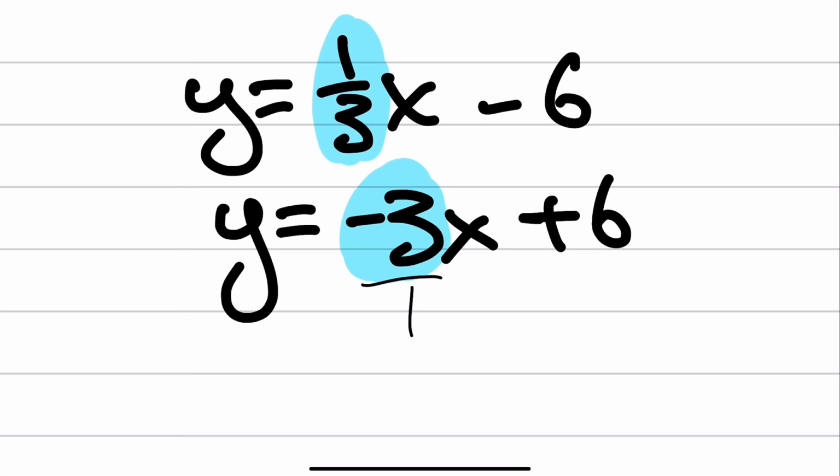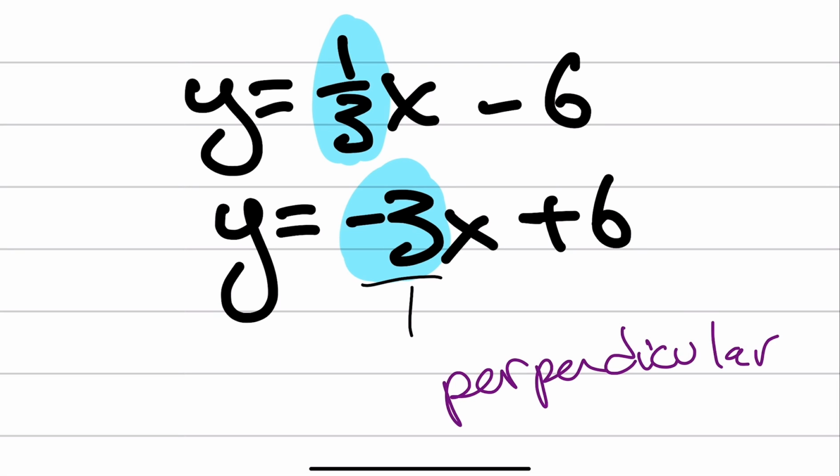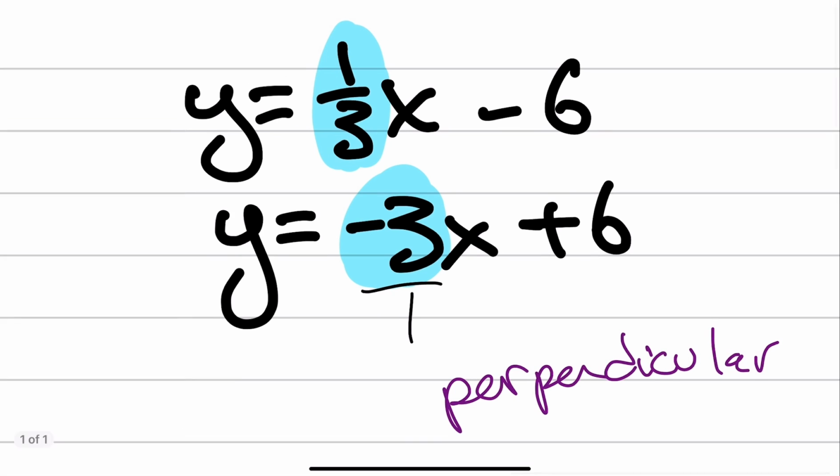Okay, so I'm seeing that these have the same numbers. We got 3 and 1 and 3 and 1. And one has the opposite sign, and these are just flipped. We have 1 over 3, and we have 3 over 1. So that is telling me that these are opposite reciprocals. So this is going to be a perpendicular set. Perpendicular. There we go.